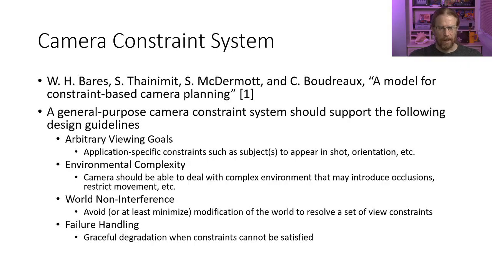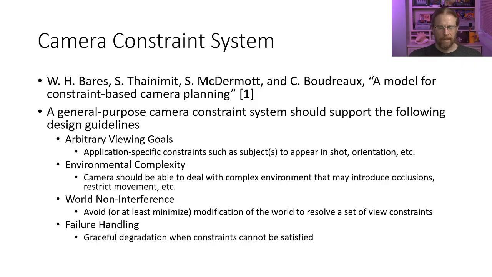And so they propose that a general purpose camera constraint system should support the following guidelines with arbitrary viewing goals. So these can be application-specific constraints, such as certain subjects should appear in the shots or an orientation needs to be maintained. Then there is environmental complexity, so the camera should be able to deal with a complex environment that could introduce occlusions or restrict movements of the camera.